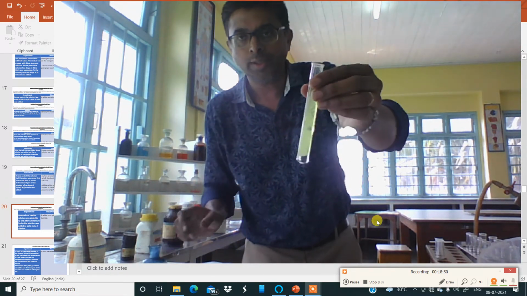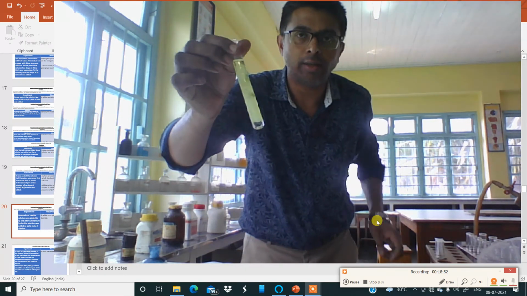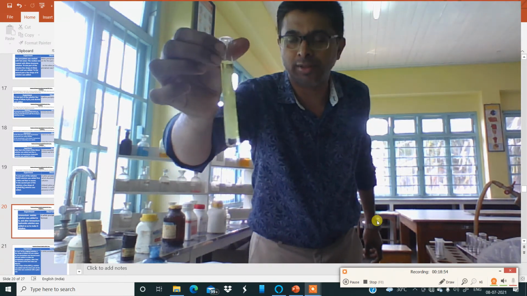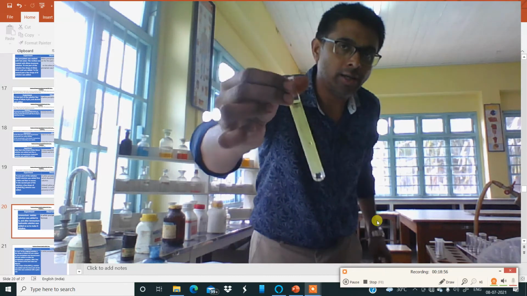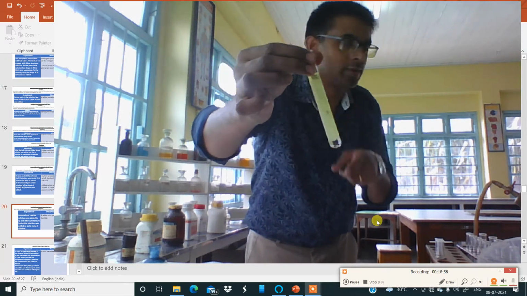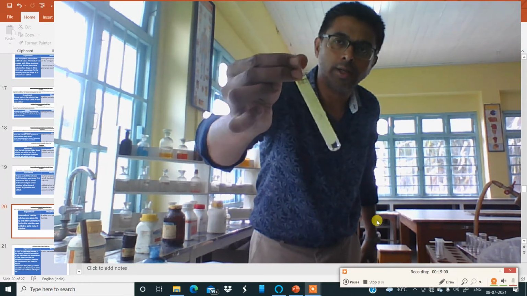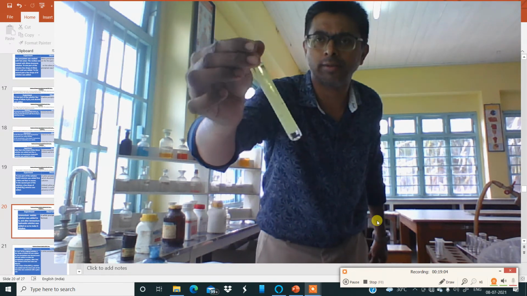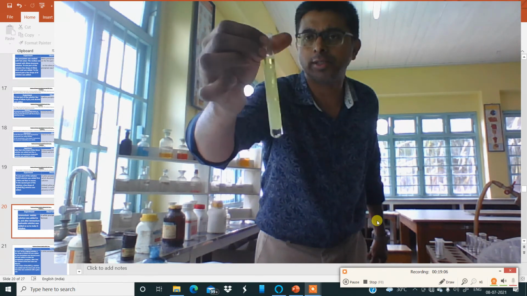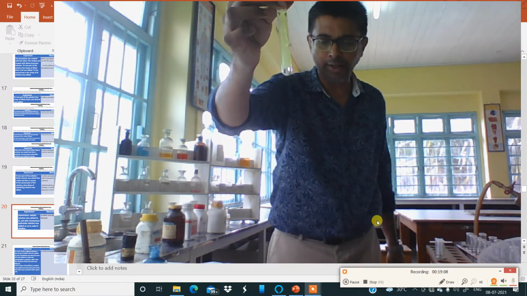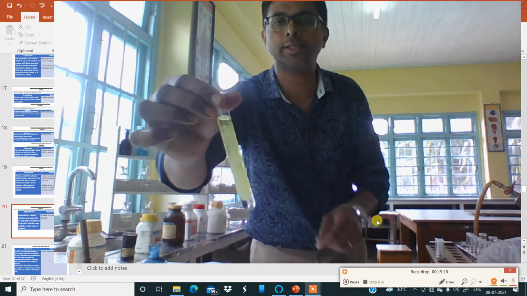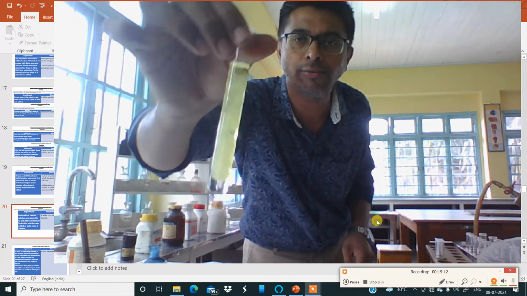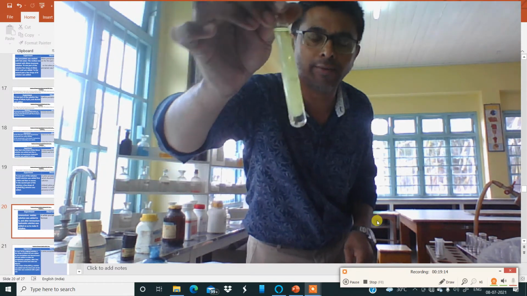You can see it is whitish. Color is not seen over there, sir. It is seen, no? You can say it is bluish whitish color. A precipitate is obtained, which confirms the presence of zinc ion in the given sample solution.